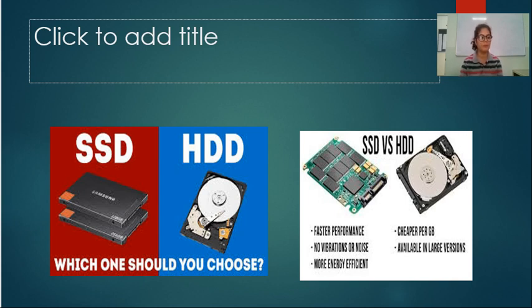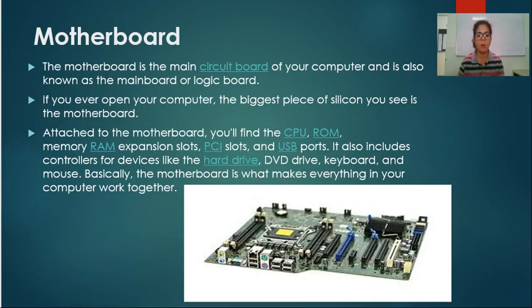So after RAM and storage, the next thing that comes under PC specification is the motherboard. Now what is a motherboard? I hope all of you know about the motherboard. The motherboard is the main circuit board of your computer, and it is also known as the main board or the logic board. Why is it known as the logic board? Because all the logics are present on the motherboard. If you ever open your computer, the biggest piece of silicon you see is the motherboard.